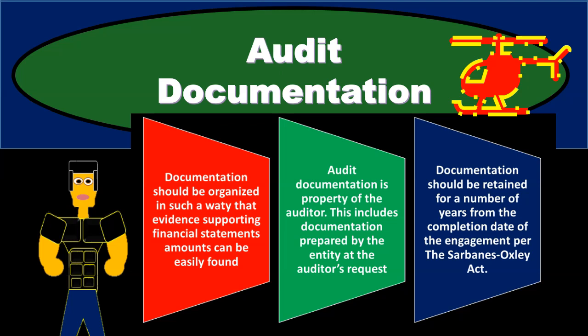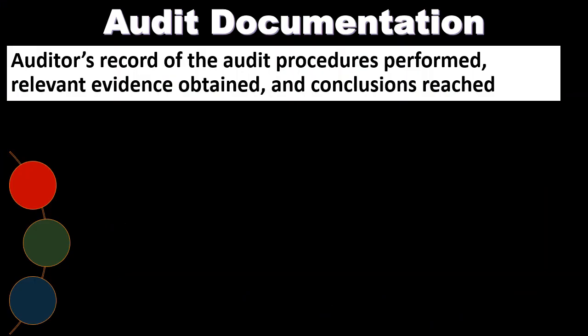Now we're going to be talking more about that documentation, the audit documentation. Audit documentation is auditors' records of the audit procedures performed, relevant evidence obtained, and conclusions reached. So let's read that one more time. The audit documentation, auditors' records of audit procedures performed. So that's going to tell us what did we actually do within the audit in order to get evidence for the assertions being made or for the opinion that we give on the financial statements.